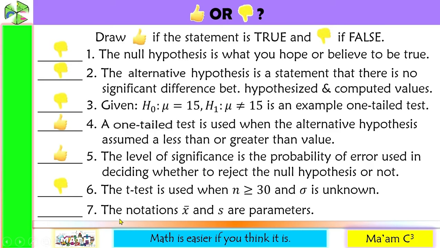Last one, the notations. X bar and small letter s are parameters. X bar is a sample mean. Small letter s is a sample standard deviation. This pertains to the sample. Therefore, these are not parameters. So we have thumbs down.